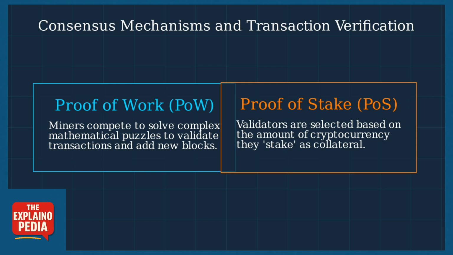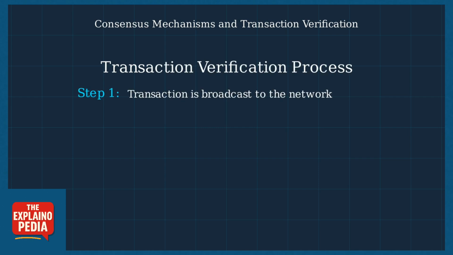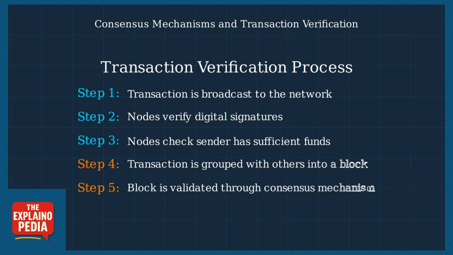Let's examine how transactions are verified in a blockchain. When a transaction occurs, it's broadcast to the entire network. Nodes verify each transaction's validity by checking digital signatures to confirm the sender's identity and ensuring the sender has sufficient funds. Valid transactions are then grouped with others into a block. This block must be validated through the network's consensus mechanism before it can be added to the blockchain.